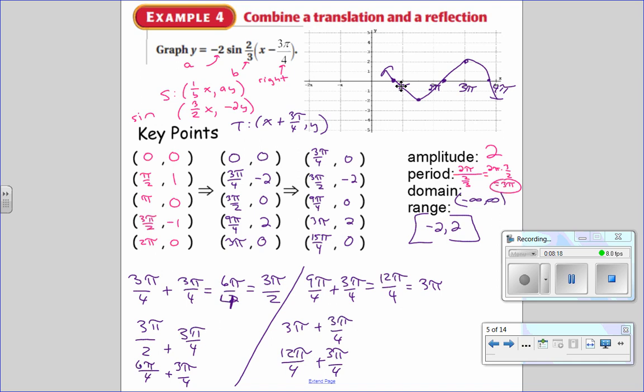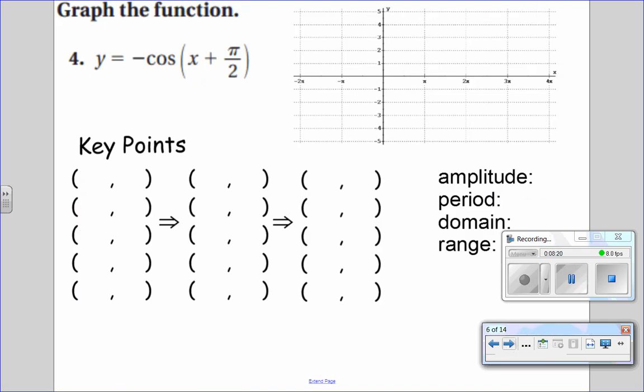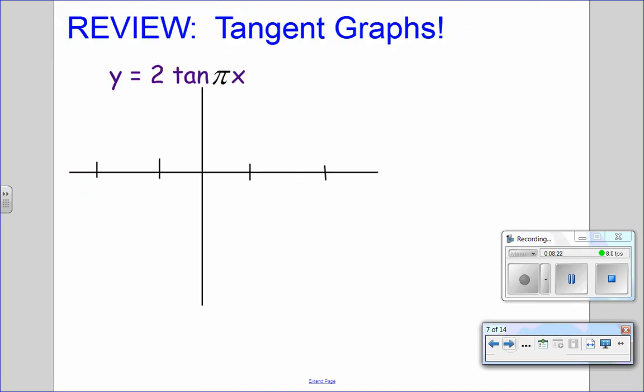Our next one's actually going to be a tangent graph. We'll save these for in-class Q&A sessions. So just a quick review of tangent graphs. You have a different period formula on tangent graphs. Your period formula is pi over the absolute value of b. Let's identify our a and b, shall we? A is 2, b is pi. So my period would be pi over pi or 1.